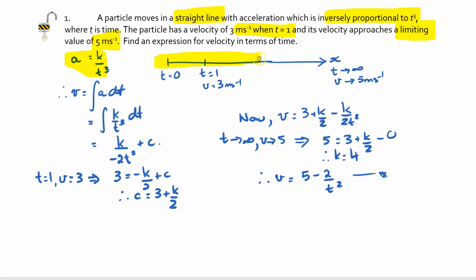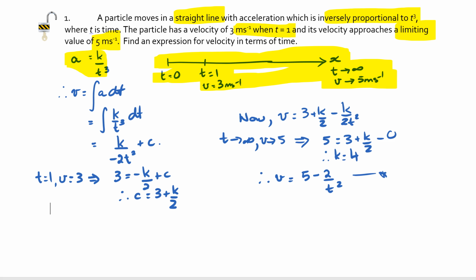So we need to spend some time getting what I've called loosely a diagram to describe this. So if the particle is moving along in a straight line, it starts at some initial time, t equals 0, and at some time later, when t equals 1, v equals 3. We could also possibly put in that at some time later, when t equals t, v equals v. But ultimately, it's going to keep going along this straight line, and as t tends to infinity, its velocity is going to approach a limiting value of 5 meters per second.